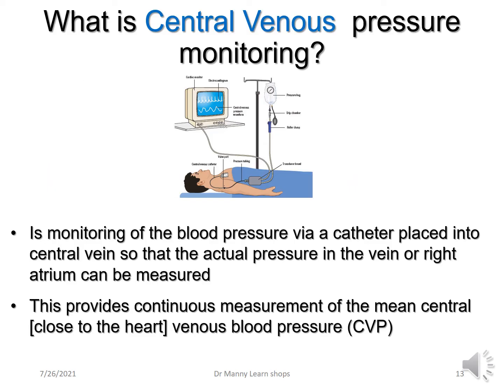So now let's look. What is central venous pressure monitoring? Well, central venous pressure monitoring is monitoring the blood pressure via a catheter placed into a central vein so that the actual pressure in the vein or right atrium can be measured. This provides a continuous measurement of the mean central venous blood pressure, CVP, being close to the heart.